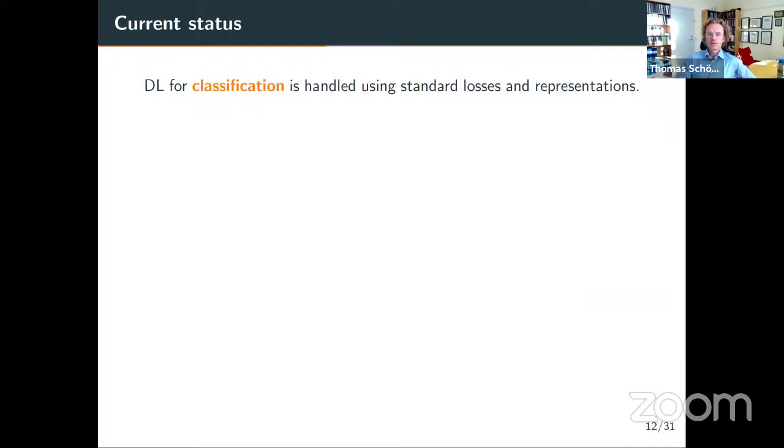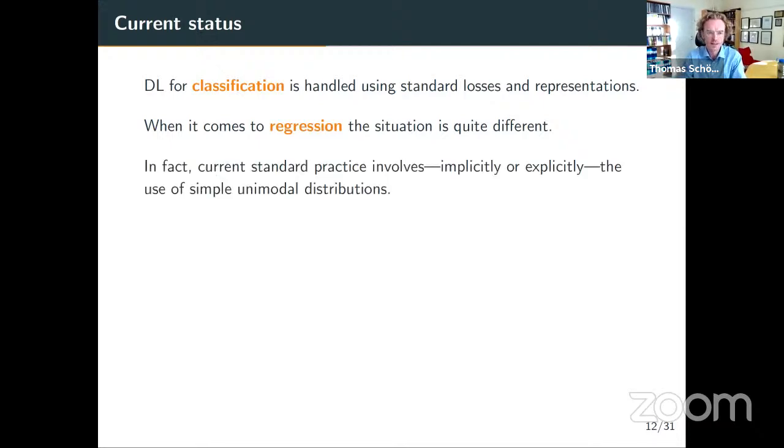So again, deep learning for classification is quite standardized in terms of a bunch of losses and representations that can be used. But interestingly, at least as far as I understand, when it comes to regression, the situation is quite different. In fact, the current standard practice involves the use of very simple unimodal distributions, either explicitly or implicitly, as I tried to sketch in the beginning there.